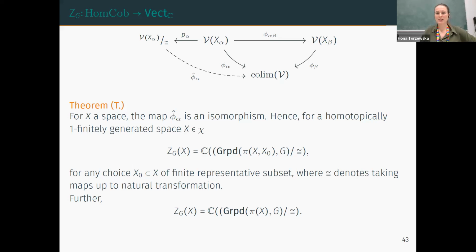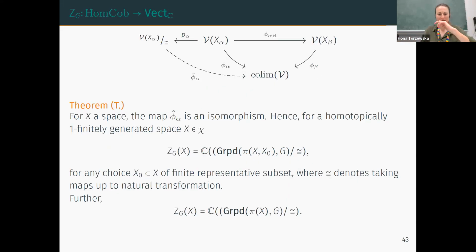But at this point, I said I wanted to introduce base points such that we had something finite and calculable, and then I took a co-limit over all these finite subsets, which is something very infinite. And so what I need is a result that says I really can get back to something finite and calculable. So what this result says is that this ZGX, this co-limit, really is equal as a vector space, or isomorphic, to just choosing some finite representative subset and considering maps up to natural transformation. So we have some very explicit method of calculation.